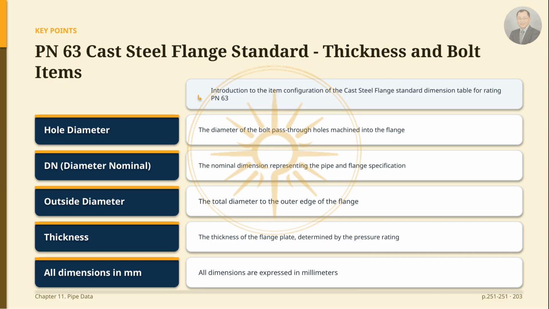Outside diameter refers to the overall diameter to the outer edge of the flange, and thickness indicates the thickness of the flange plate. This thickness is determined according to the pressure rating, which in this case is PN63. Finally, please remember that all dimensions listed in the table are expressed in millimeters.